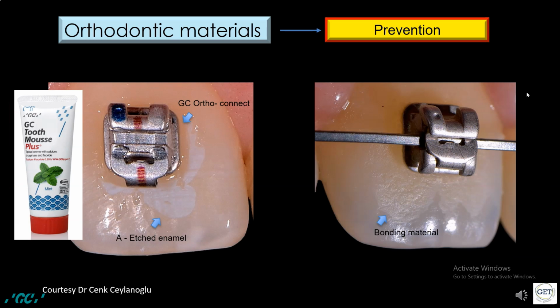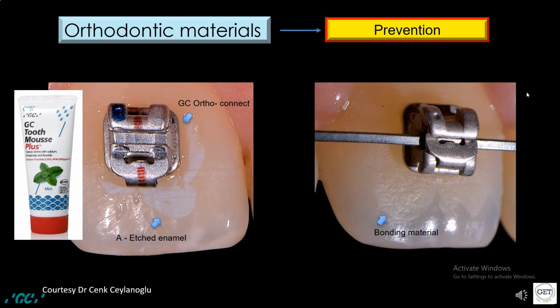In the following slide, with the high-quality photos made by my good friend Dr. Cheng from Turkey, we can clearly see on the left side tooth, photo A, the etched enamel surface is partially uncovered by any bond material. This exposed enamel is now subject to recalcification or caries. GC Tooth Mousse is advised to be used in those cases to allow a fluoride-rich environment and to increase the enamel surface resistance to caries.